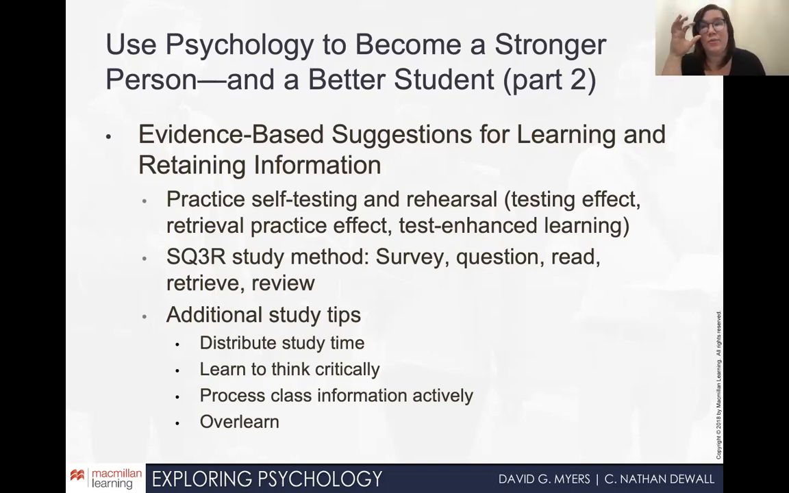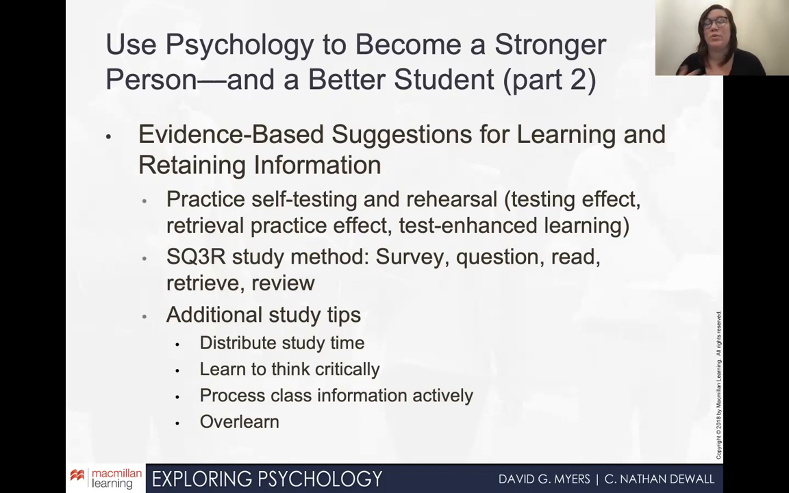Additional study tips, and again, these are evidence-based. Distribute your study time, right? Don't cram. Cramming is some of the worst study practices that you can have. I'm very well aware that sometimes it's necessary. But if you have the capability to do so, spread it out, right? Do like 30 minutes a day or an hour every other day studying a particular concept, and it will help you encode and truly remember that information.